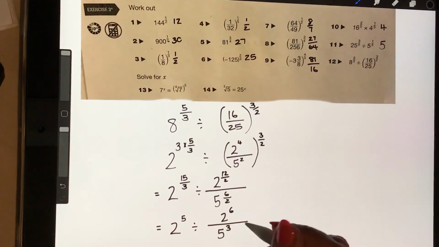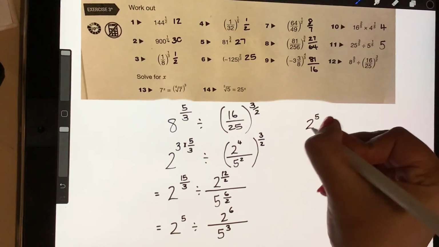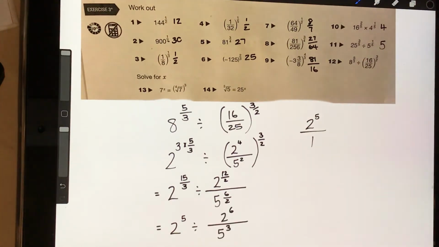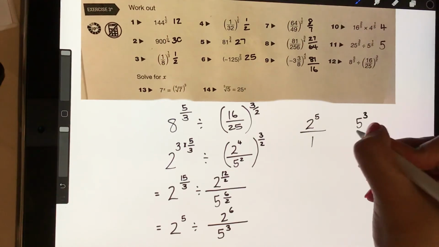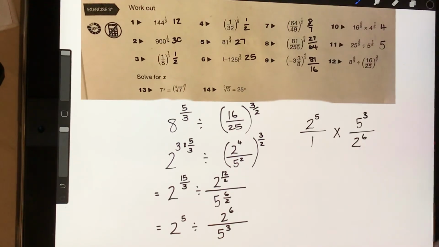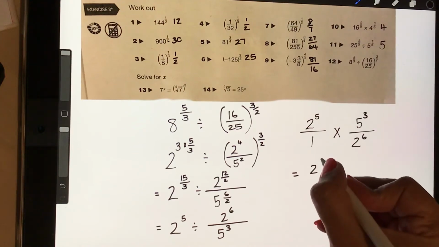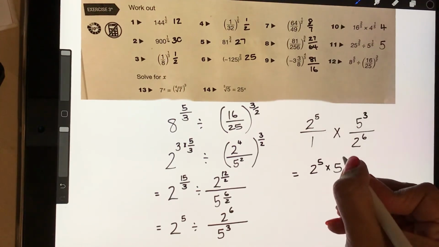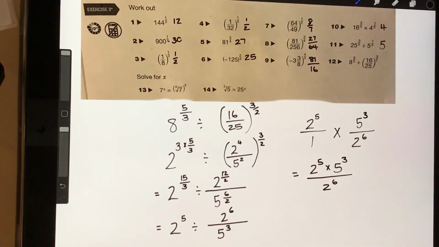Now, the rule of dividing a fraction is KFC. You keep the first one, 2 to the power of 5 over 1. Keep the first one. Flip the second one, 5 to the power of 3 over 2 to the power of 6. And you change the sign. So now you have at the top 2 to the power of 5 times 5 to the power of 3 all over 2 to the power of 6. Right.